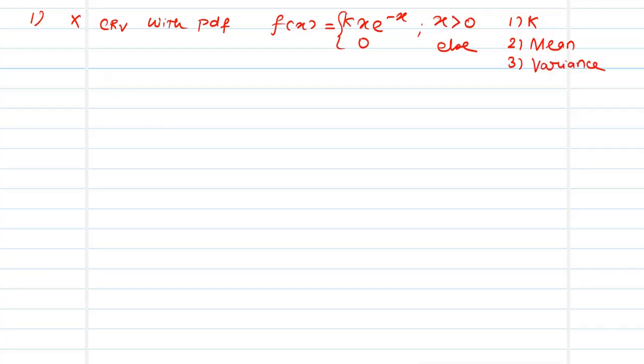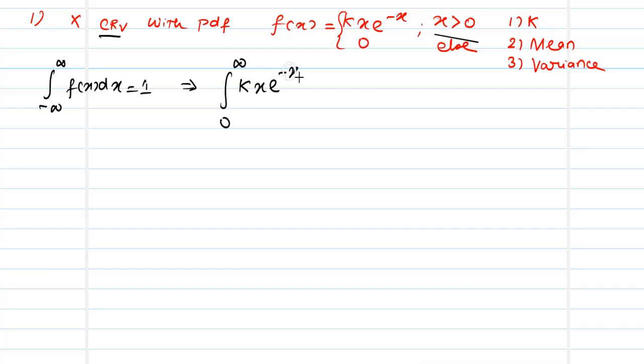Now, how to find the value of k? We have been given a continuous random variable. We know that the integral from minus infinity to infinity of f of x dx is equal to 1. We will make use of this property to find the value of k. So what will this give us? The range over here is x greater than 0, which means we have the integral from 0 to infinity of kx e power minus x dx, equal to the total probability, 1.